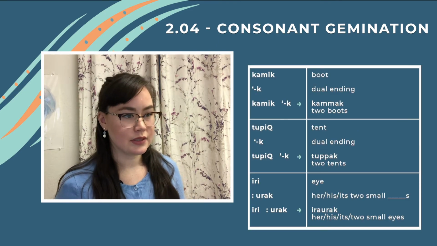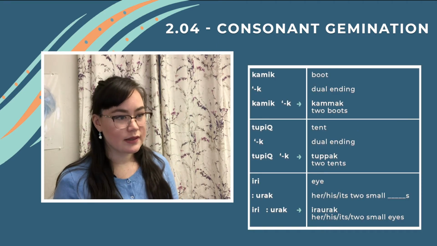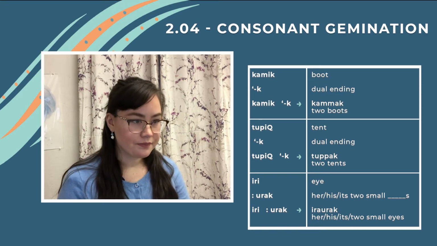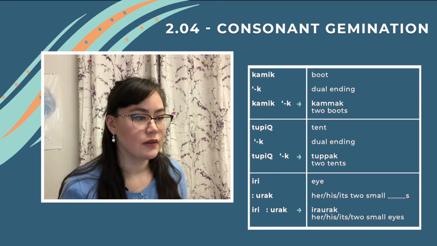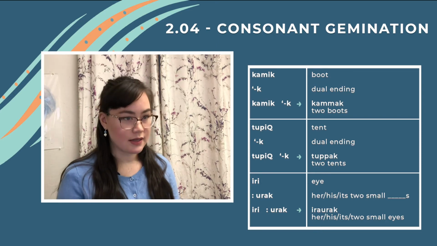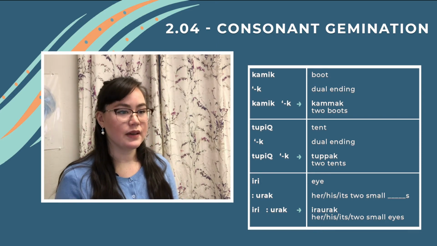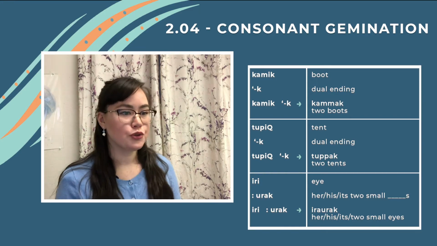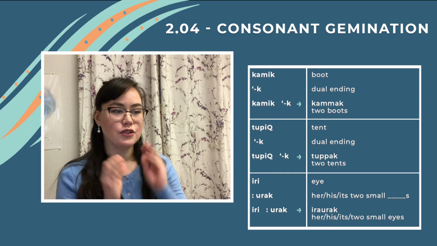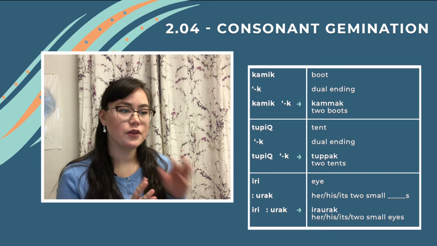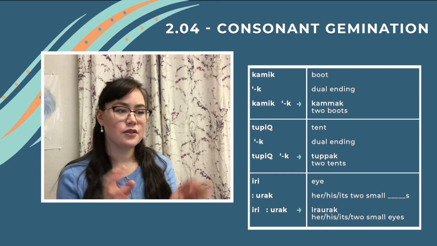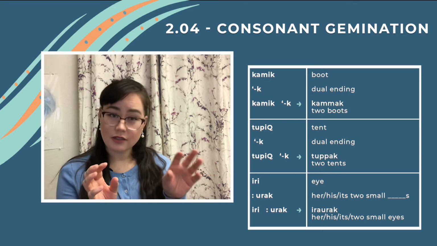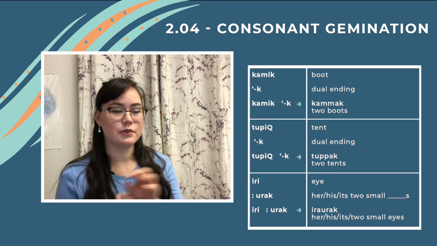Kamik, boot. It has the apostrophe dash K. So we would double that consonant. So it would be kamak, two boots. Let's look at tupuk. The P, you would double the P because it is between two vowels. So U, P, I. Those two vowels create consonant gemination to that P, and that P doubles. Tupuk.